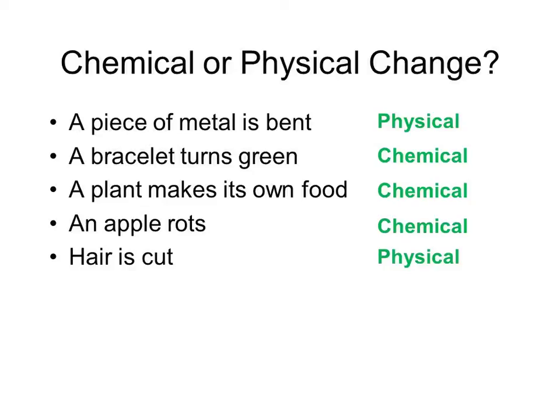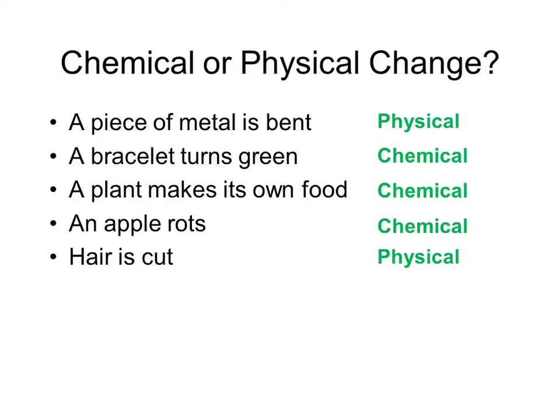A plant making its own food, that's photosynthesis, that's chemical. An apple rotting is decomposition, that's chemical. And then hair being cut. If you cut hair, all it's doing is changing the length of it. It's not changing the fact that it is hair. And so that is a physical change.